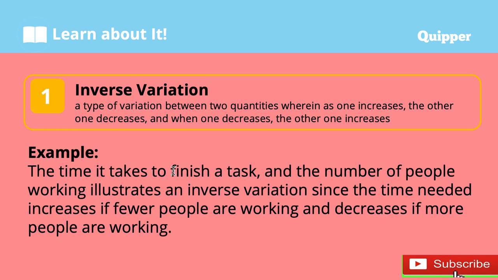Inverse variation is a type of variation between two quantities wherein as one increases, the other one decreases, and when one decreases, the other one increases. For example, the time it takes to finish a task and the number of people working. This illustrates an inverse variation since the time needed increases if fewer people are working and decreases if more people are working.